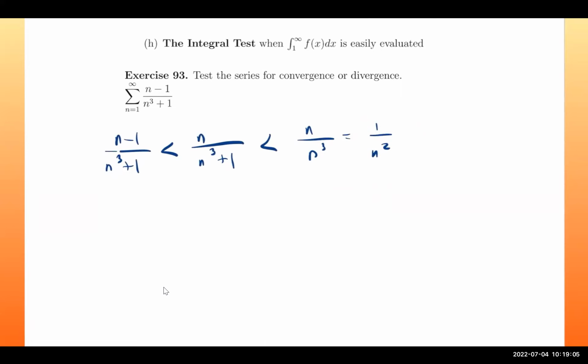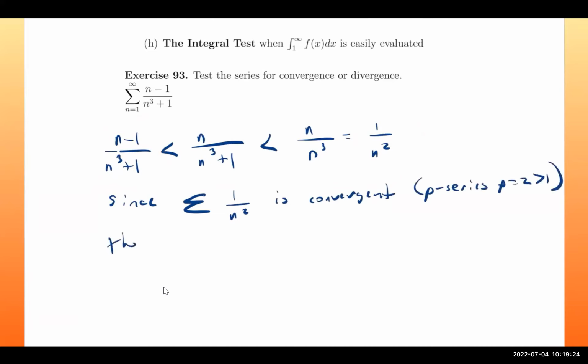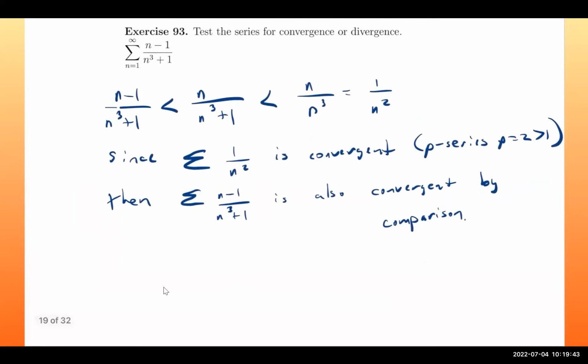And since this series is convergent by the p-series, that means that this will also be convergent by the comparison test. So since 1 over n squared is convergent, a p-series with p equals 2 greater than 1, then the original series that we started with is also convergent by comparison.